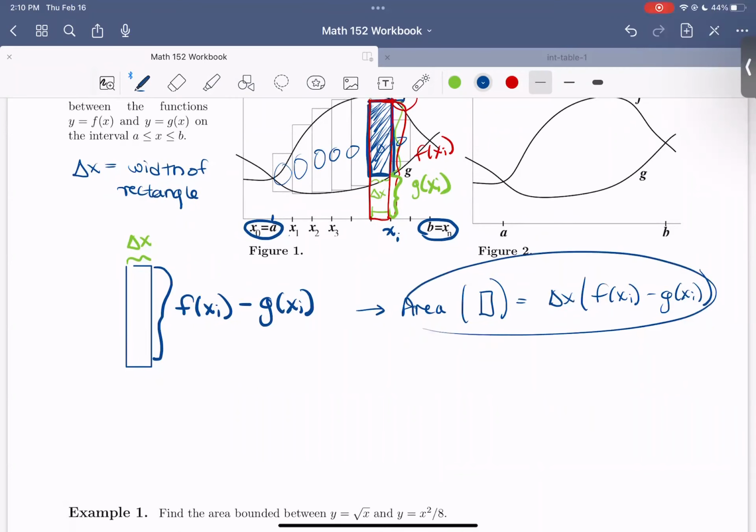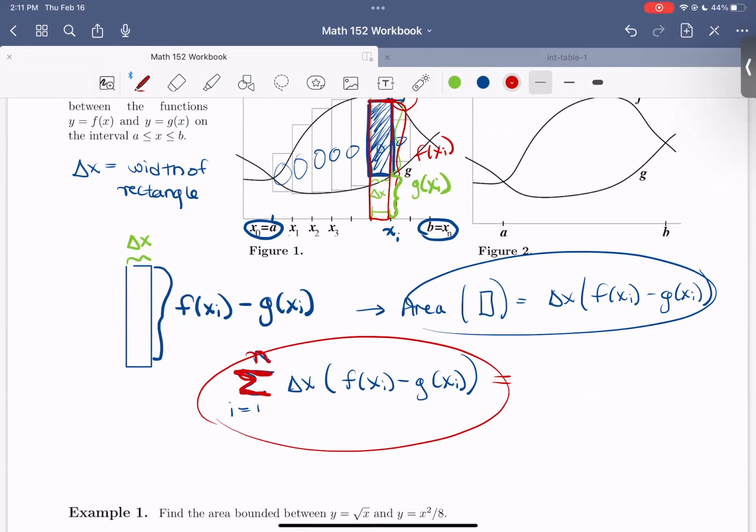Well, that would look like a sum where we take i goes from 1 to n of delta x. So each term has a delta x, and then we just vary f of x sub i minus g of x sub i. And now we've seen this notation before. We've talked about it just briefly in class. But what this would amount to is just a shorthand way of saying that we want to take a sum. So we're going to add up n terms that look like this.